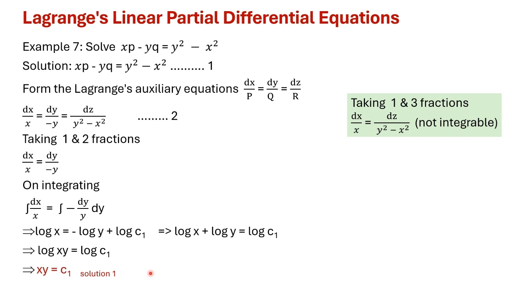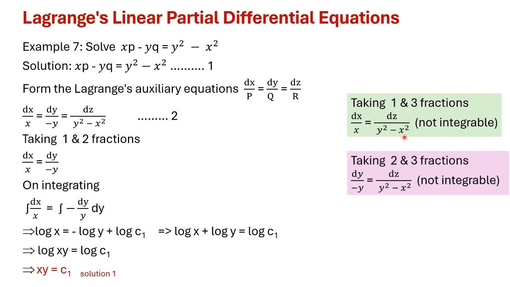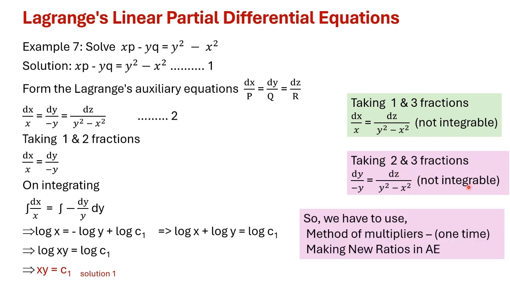Now we'll take fractions 1 and 3. When we take fractions 1 and 3, here it is given dx and dz, so everything should be in terms of x and z. But here we see y, which cannot be cancelled. So this becomes difficult to integrate. Similarly, when we take fractions 2 and 3, because of the presence of y square, it becomes non-integrable. So we have to use multipliers to form a new ratio.